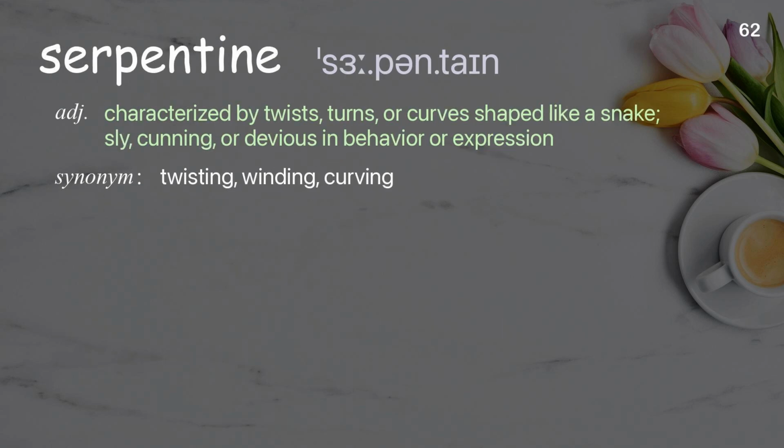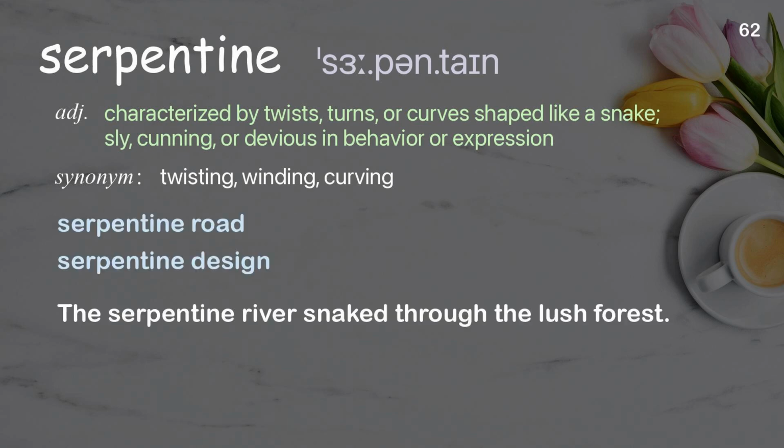Serpentine. Characterized by twists, turns, or curves shaped like a snake; sly, cunning, or devious in behavior or expression. Examples: Serpentine road. Serpentine design. The Serpentine River snaked through the lush forest.